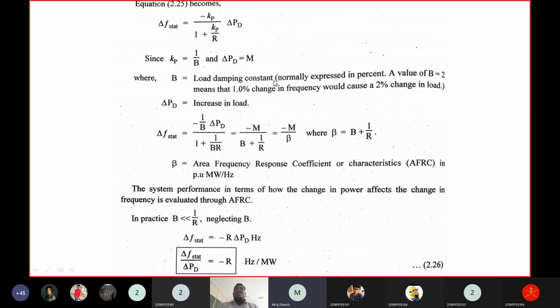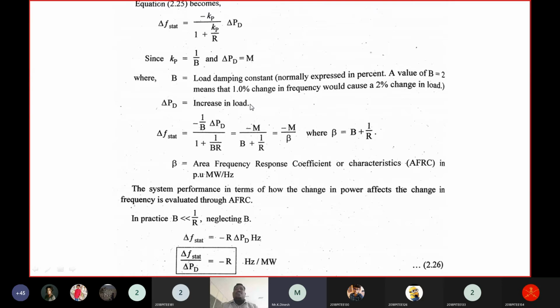B is nothing but your load damping constant. In the problem, the damping constant is given in terms of percentage. A value of B equal to 2 means that a 1% change in frequency causes a 2% change in load. So your del PD is the increase in load.